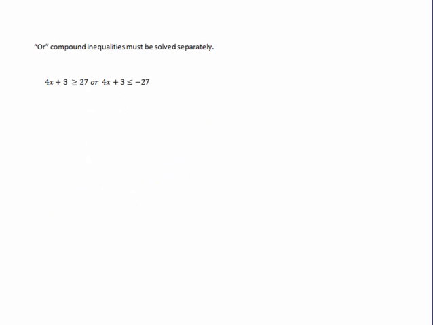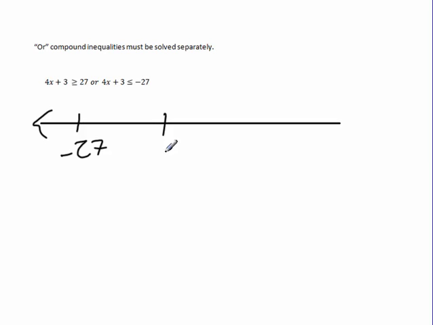Okay, so now let's take a look at what an or compound inequality looks like. Well, here we have 4x plus 3 is greater than or equal to 27, or 4x plus 3 is less than or equal to negative 27. Okay, so on a number line here, we could take a look at, here we have negative 27, here I have 0, and over here I have 27.